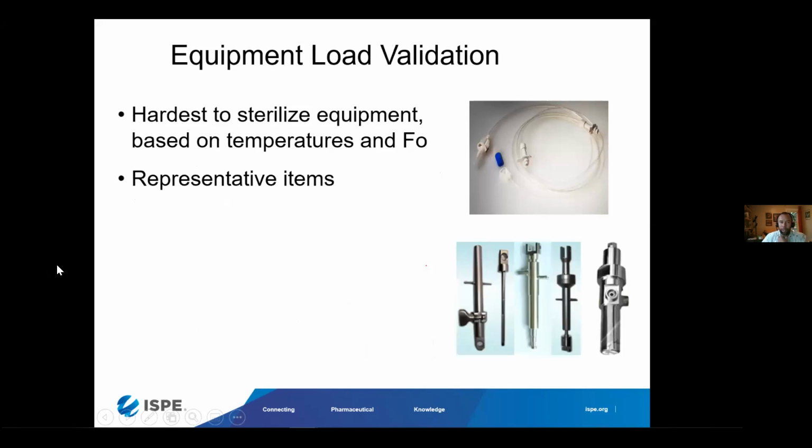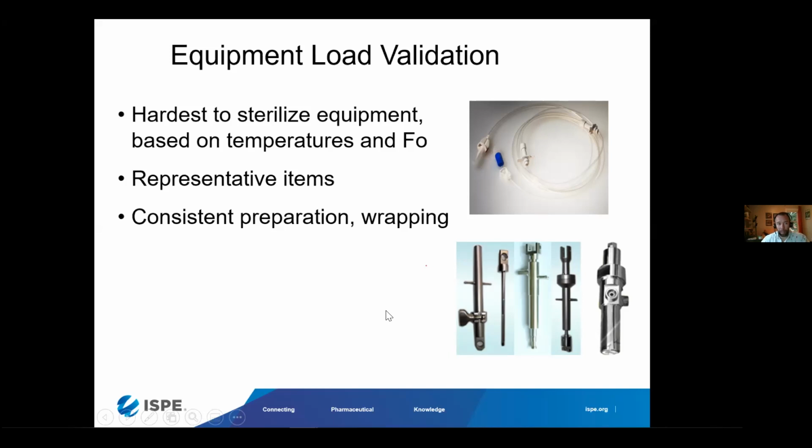I mentioned something about the equipment load. Here's a summary. During the validation, we should have identified the hardest to sterilize equipment and locations within the equipment. So those hard to sterilize items like long stretches of tubing where it's difficult to remove air, it's difficult for the steam to penetrate. These definitely need to be included in the validation, along with some easier to sterilize items like stainless steel filling parts. These are representative of much of the equipment included in the load.